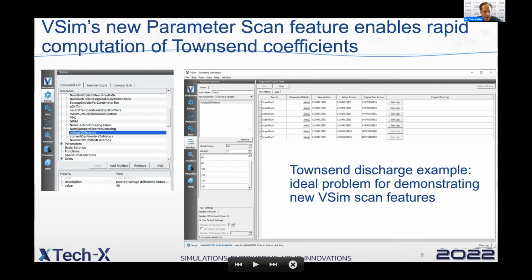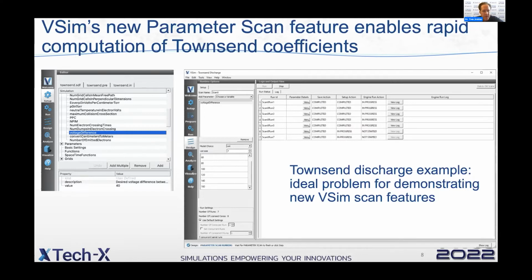And with one single click, VSim will set up those different runs in a subdirectory. It will do all the pre-processing, which is dictated in these columns, and then it will run all of the simulations that you've asked it to in the scan, sequentially or in parallel, depending on your system. You can choose that down here.